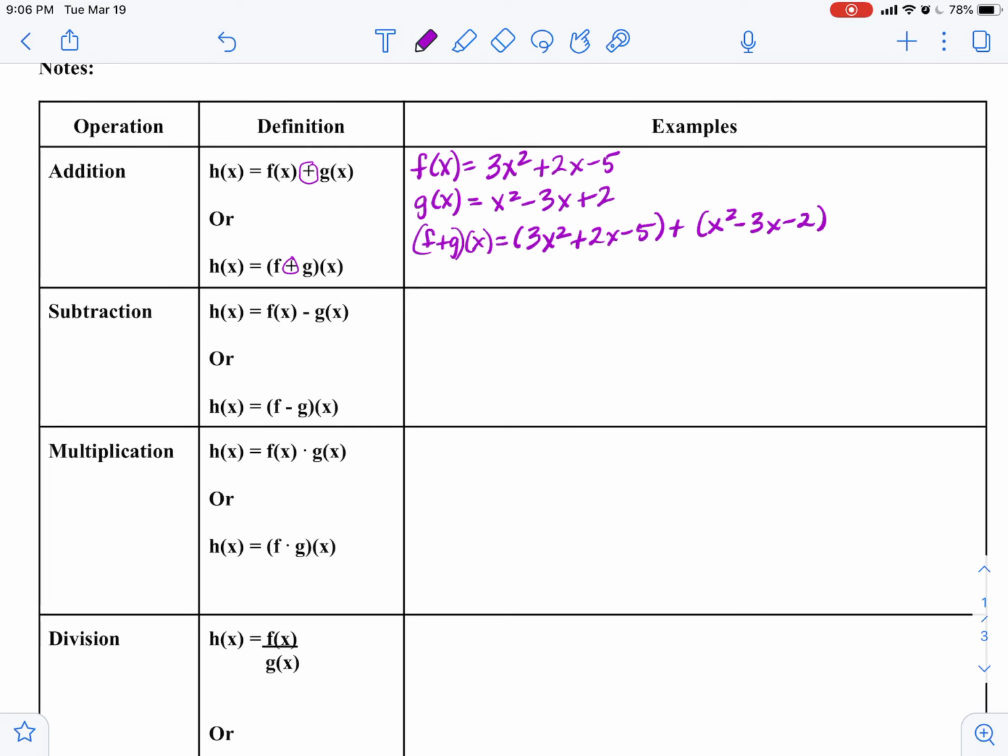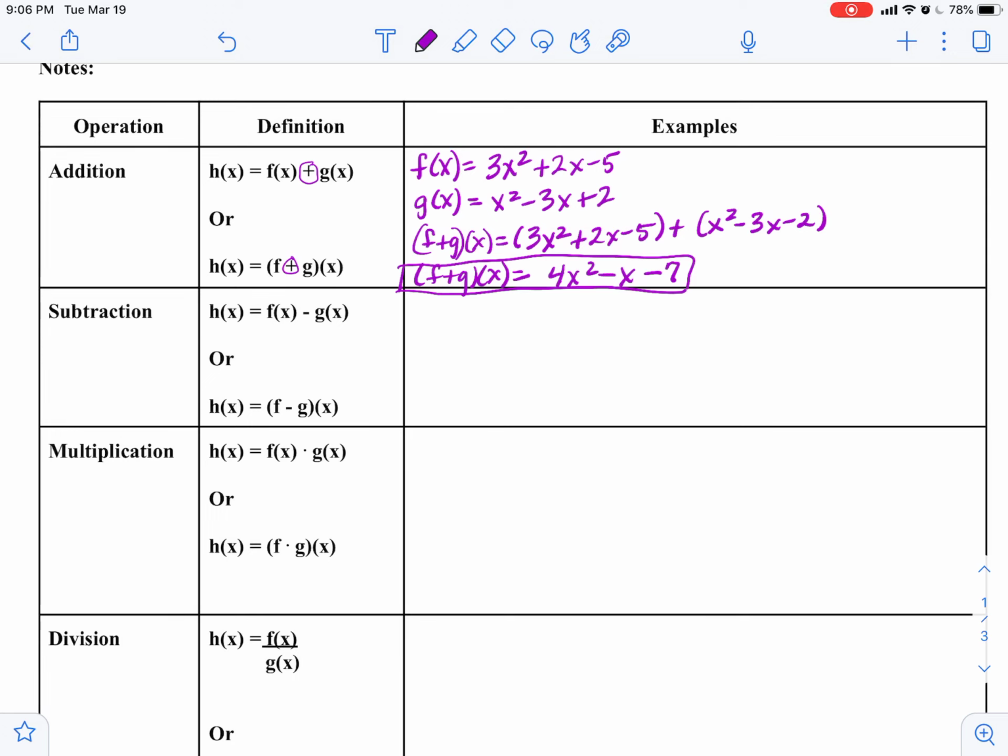Then it becomes just like the problems that we did on our warm-up quiz. f plus g of x would be, I'm just going to add them up, 4x squared minus x minus 3. And I'm done. That is all I have to do. That is a final answer. If all they say is to add them, that's your final answer.